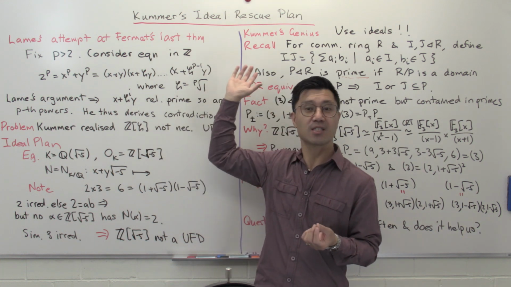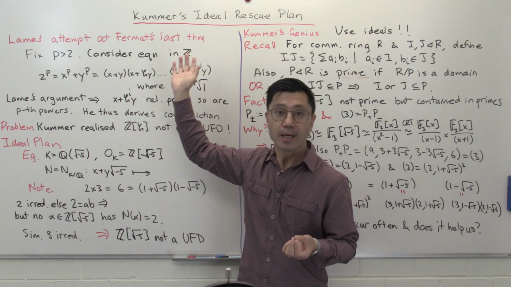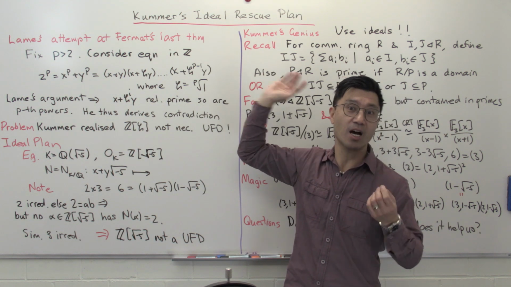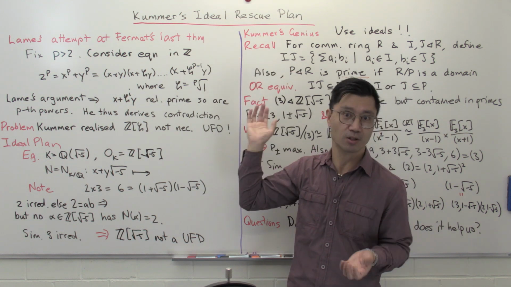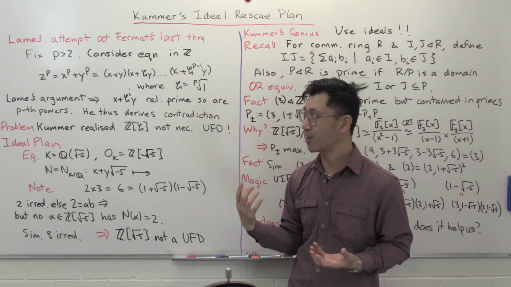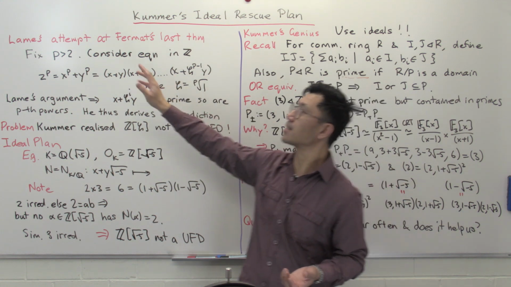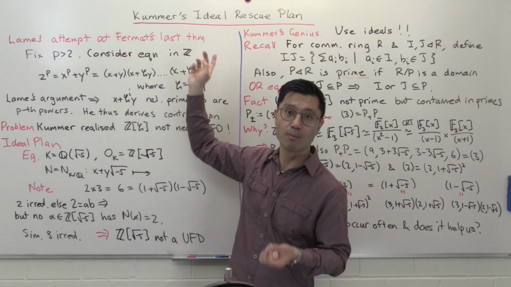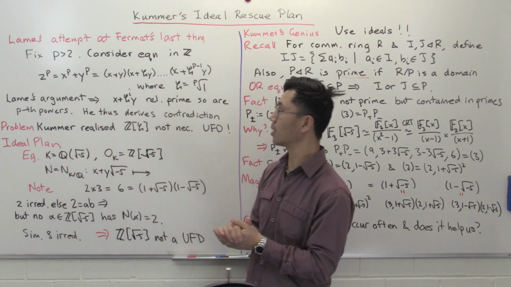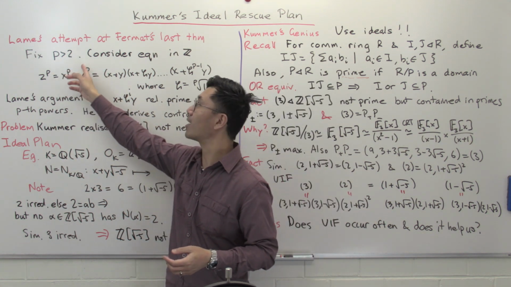What I want to show you in this video is how Kummer came to the rescue by introducing his ideal numbers, which became the theory of ideals that you see in abstract ring theory. So let's look at Lamé's attempt to prove Fermat's last theorem, at least the part that's going to interest us. For that we'll fix some prime p greater than 2.